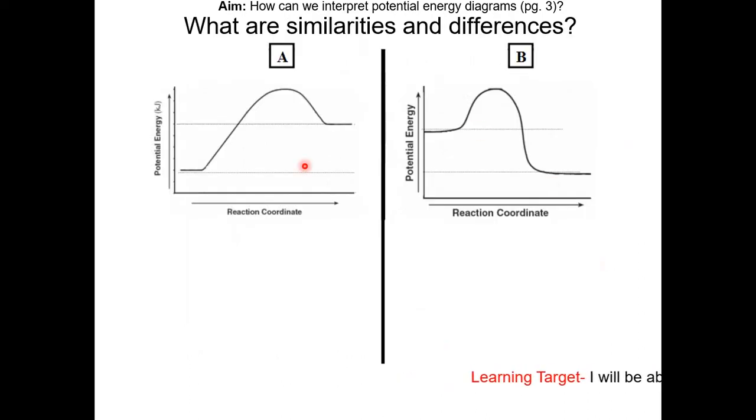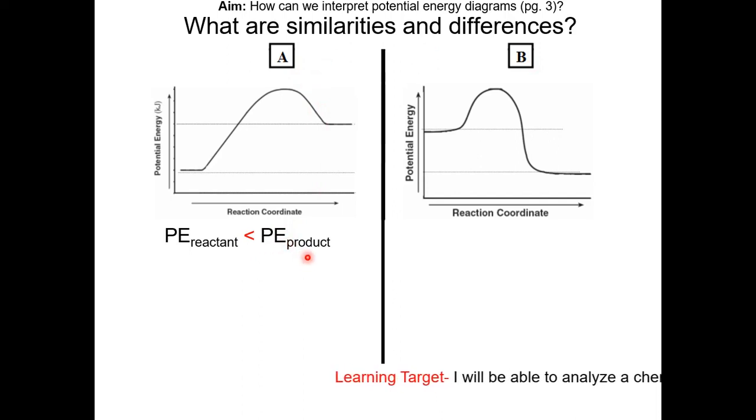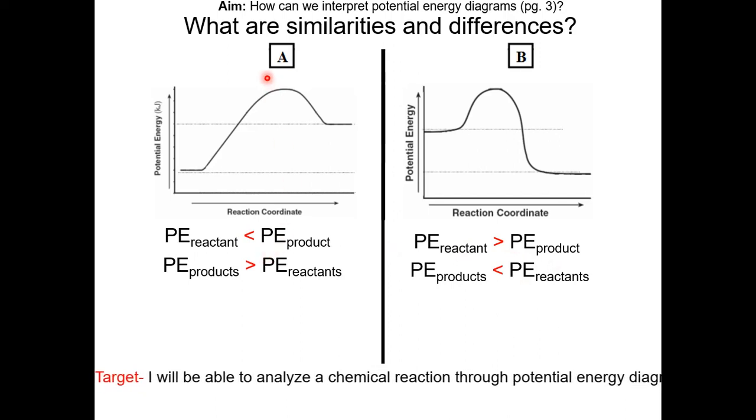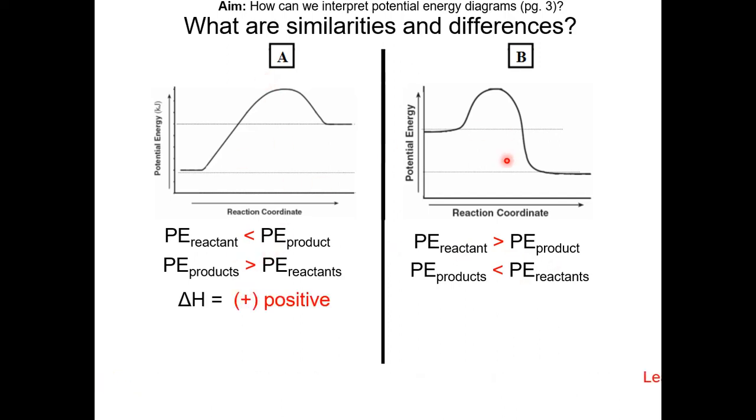Here we have two potential energy diagrams. What are the similarities and differences between the two? In the first one, A, the potential energy of the product is greater than the potential energy of the reactants. It is the opposite in B. The potential energy of the reactants is greater than the potential energy of the products. So the delta H in A will be positive, the delta H in B will be negative.